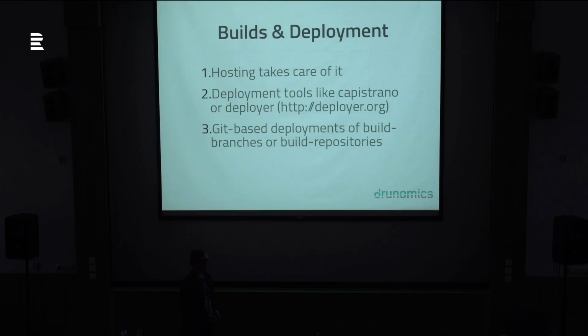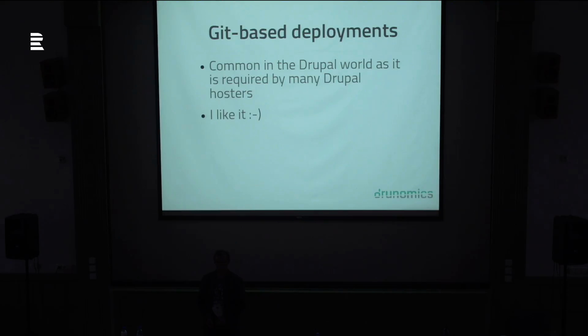Then the last variant would be to do Git-based deployments of build branches or special build repositories. That means you create the build and then afterwards you commit it to a special branch or to a special repository. And in the Drupal world, it's still quite common to have hosts which just deploy directly from Git. It's a variant that I think is useful and required for many Drupal projects when you have a host like that. And I must say, in general, I really like Git-based deployments because it's convenient: on a server you can just use Git to ensure that all the files on the server are at exactly the version that they should be.